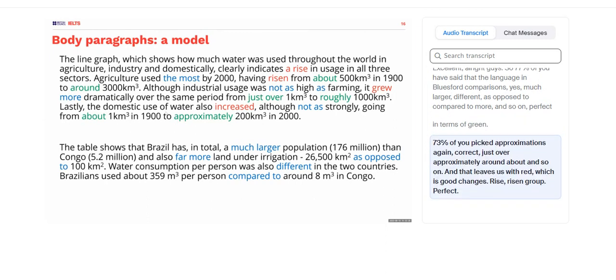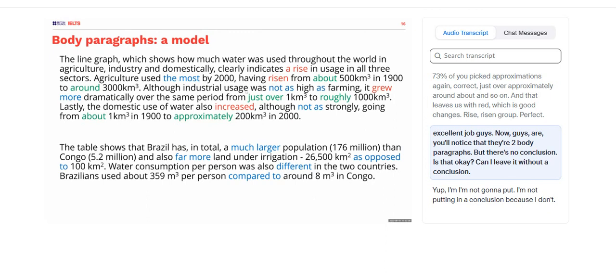Again, correct. Just over, approximately, around, about, and so on. And that leaves us with red, which is changes, rise, risen, grew. Perfect. Excellent job, guys. Now, guys, you'll notice that there are two body paragraphs, but there's no conclusion.